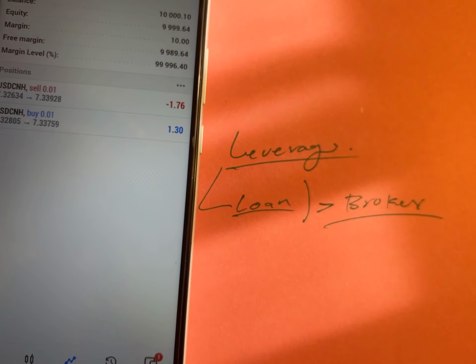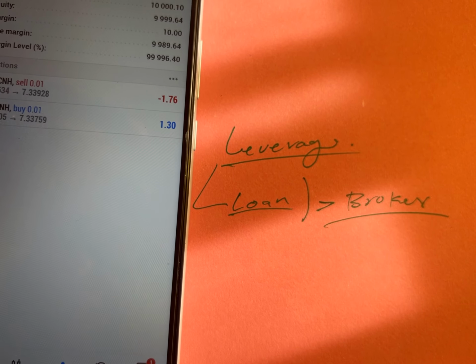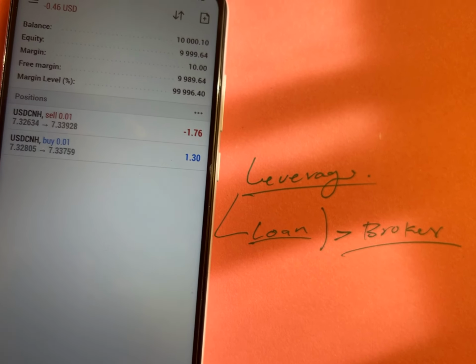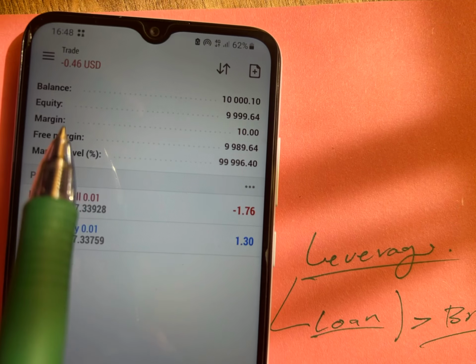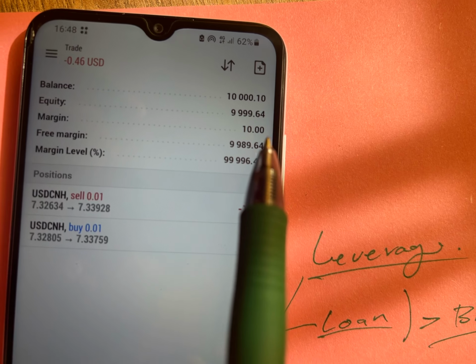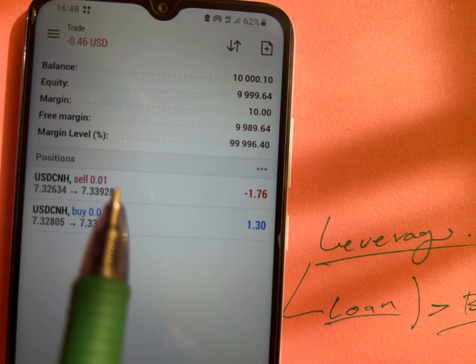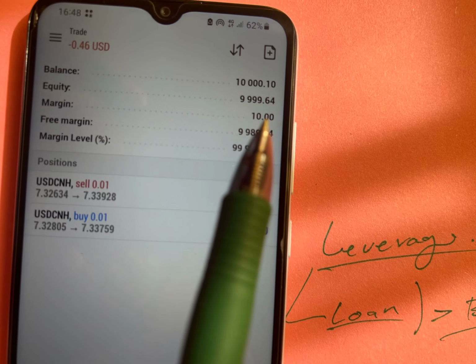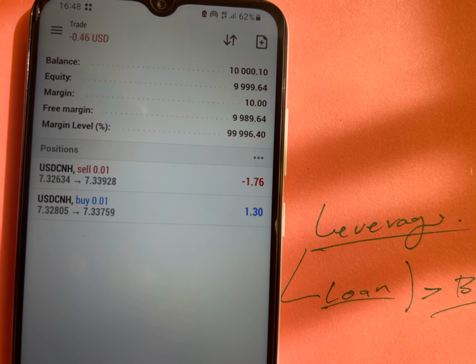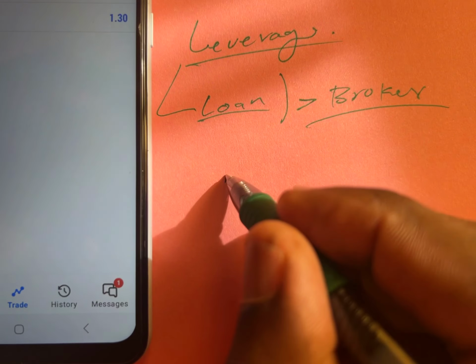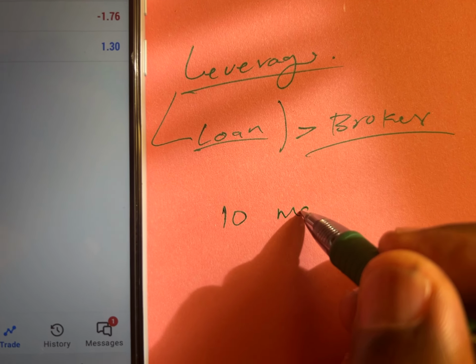Right now, we have a loan. To make it simpler for you to understand, let's come here. Do you see the margin here of 10? Margin of 10. Do you see it? Yes, I believe you see it. This is 10. Margin.